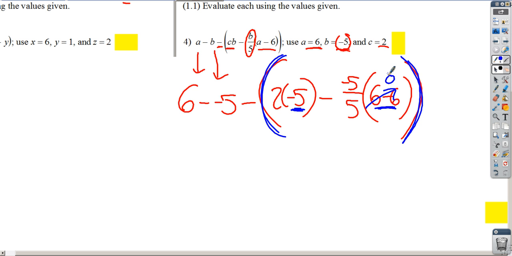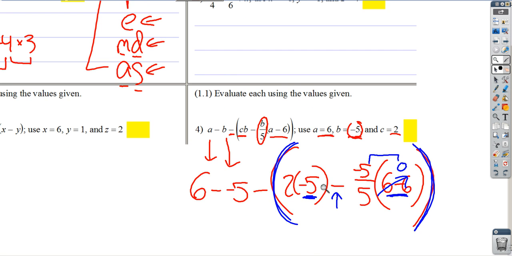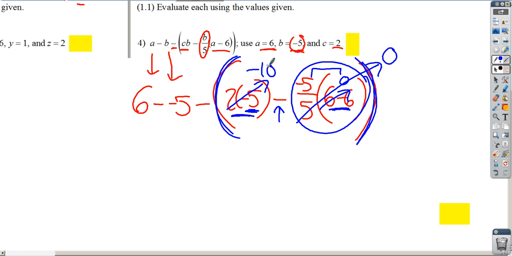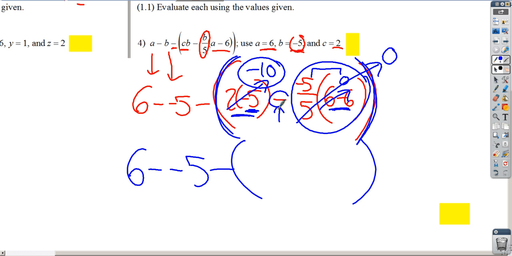So we have 0, a minus right here, and then these are being multiplied. What comes first, subtracting or multiplying? PEMDAS says that multiplication, the M, comes before the S, subtraction. So we multiply all this together, and negative 5 over 5 times 0 just equals 0. Then 2 times negative 5 equals negative 10. Let's rewrite this: 6 minus negative 5 minus, in parentheses, negative 10 minus that 0.